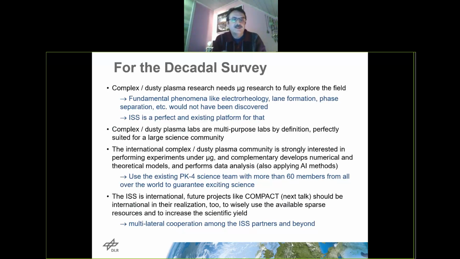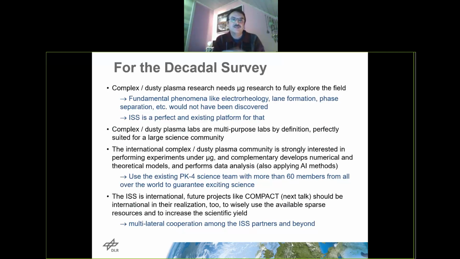For the Decadal Survey, I'm now summarizing. Complex dusty plasma research needs microgravity to fully explore the field. Fundamental phenomena like electrorheology, lane formation, phase separation, and there were a couple of more would not have been discovered on the ground. The ISS is a perfect platform for doing that, and I'm really looking forward to what comes post the ISS for research under microgravity conditions.